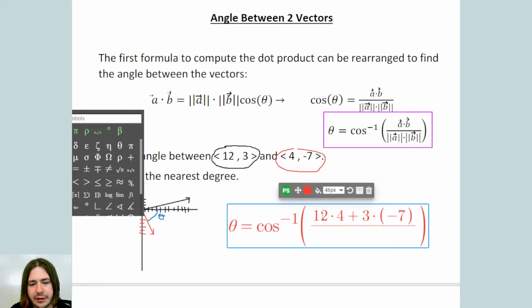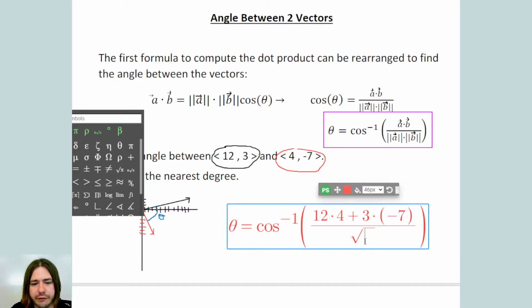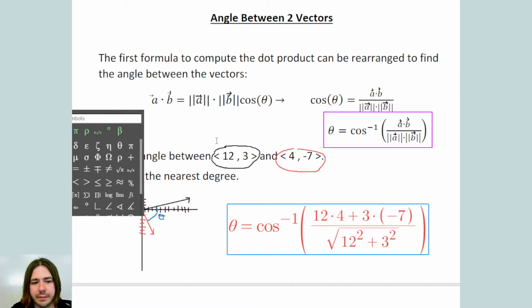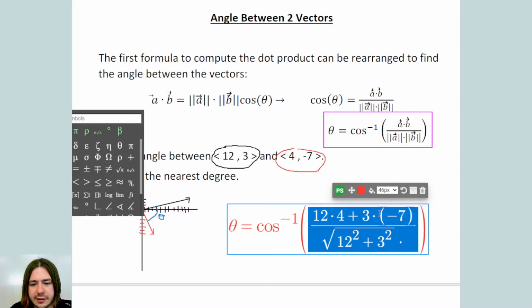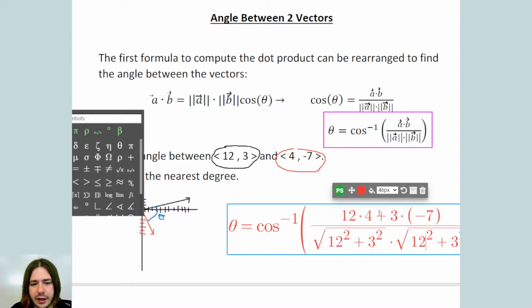So remember that from last time, and if you want more explanation, you can go back to our last video. But to find the magnitude of a vector, you're going to use the Pythagorean theorem. So we'll do the square root of 12 squared plus 3 squared. And that'll be the magnitude of vector A, or whatever the first vector is. And then we'll say times the magnitude of the second vector. So that would be the square root of 4 squared plus negative 7 squared.